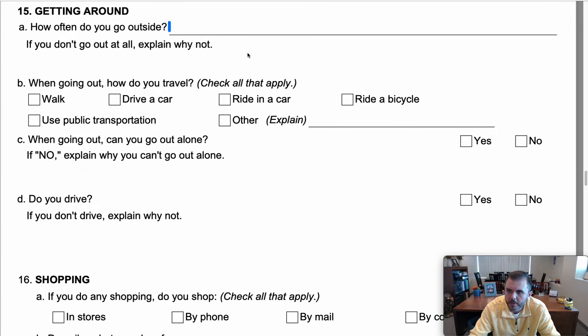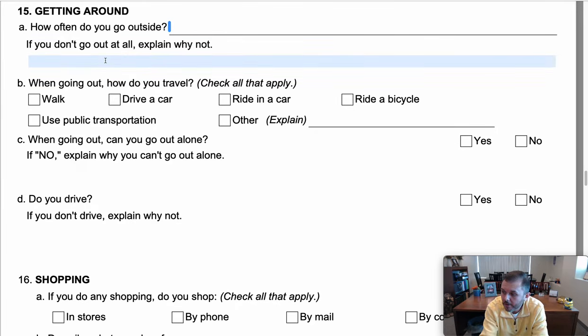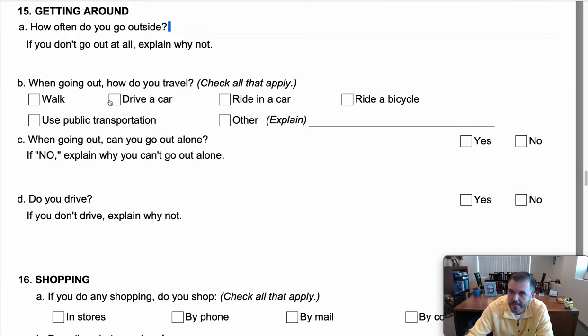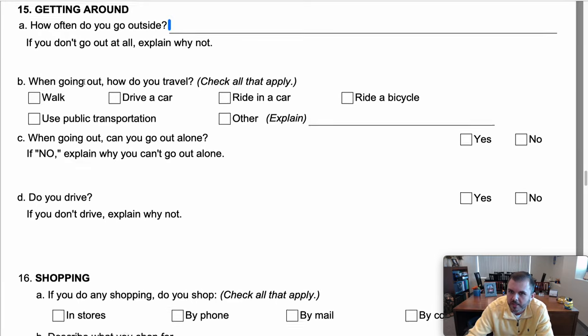If you don't go out at all, explain why not. You're going to seldom be in a case where you don't go out at all unless you're completely bedridden. So just remember that before you put not at all, because not at all is a rare case. Most of us go outside at least once a week or once a month.